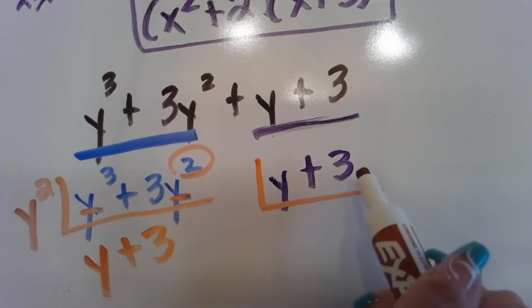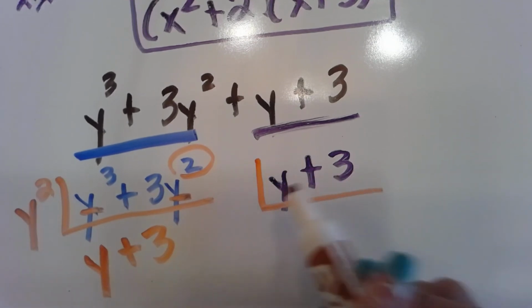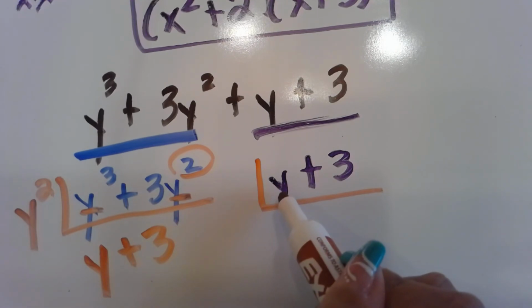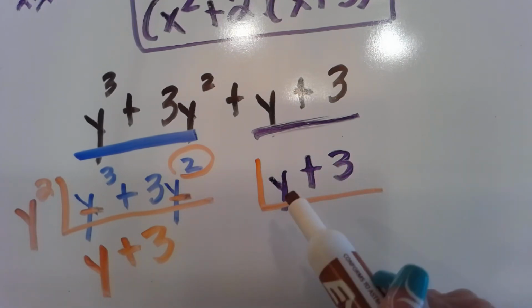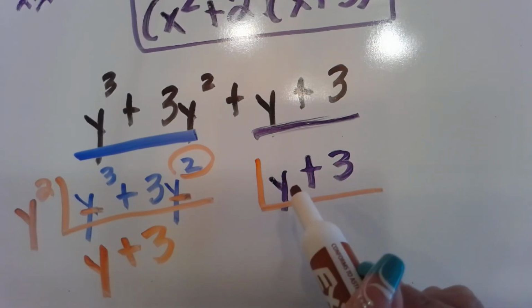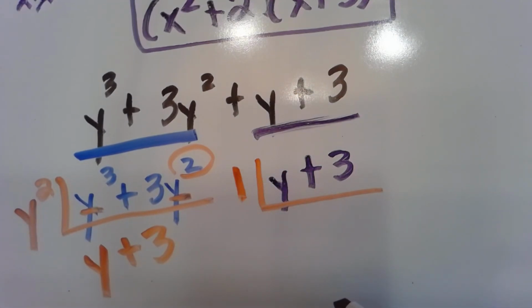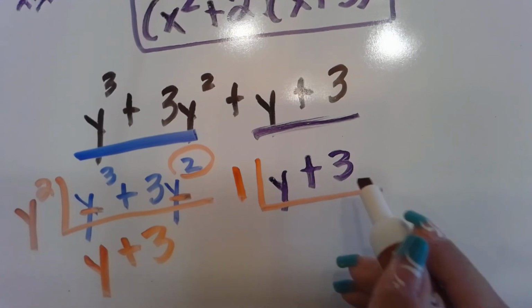So, when I'm looking at these two, we have y plus 3. Is there anything they have in common? This one has a y. This one has a 3. I'm not seeing anything at all. So you know what I'm going to pull out? 1. I'm going to pull out our 1. Because 1 can divide by any of these.